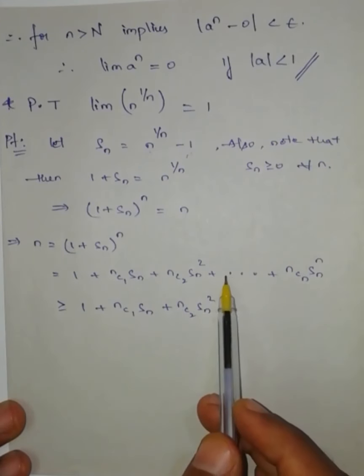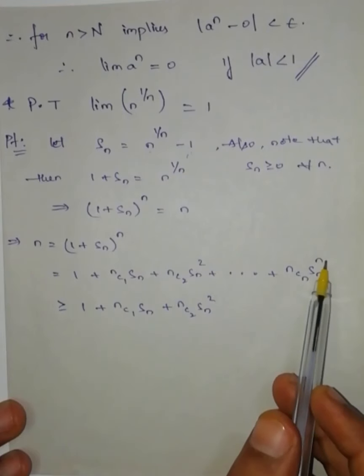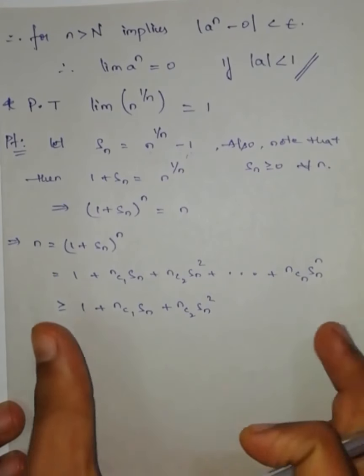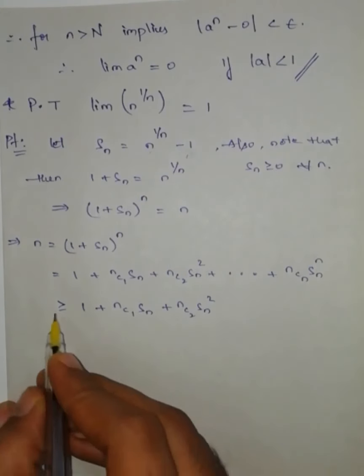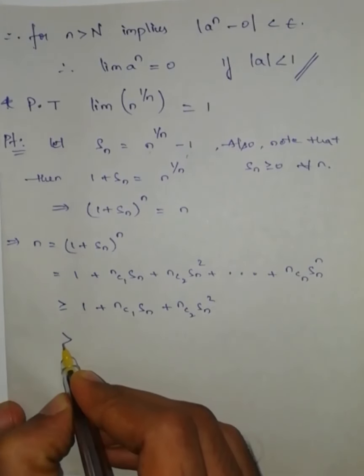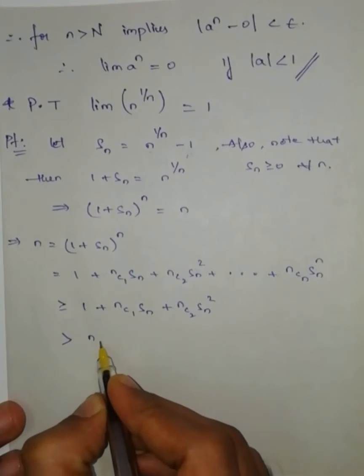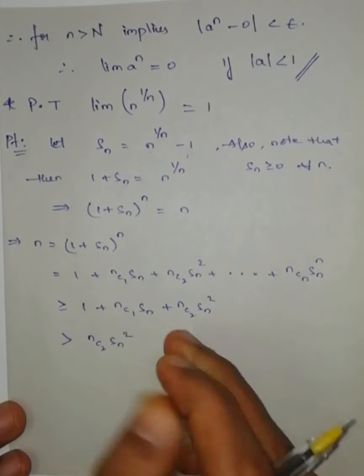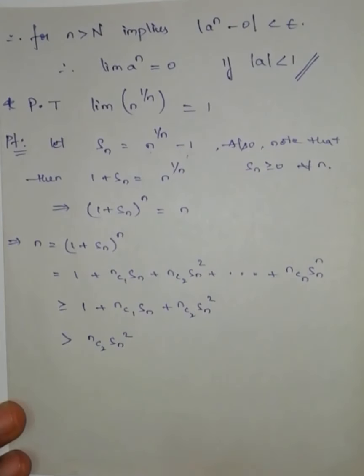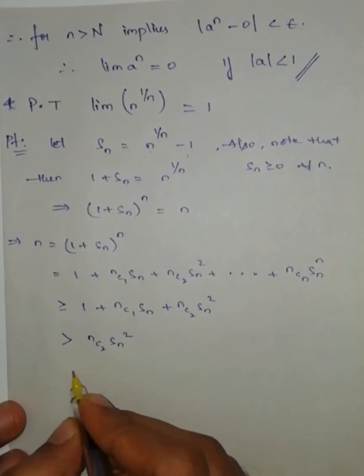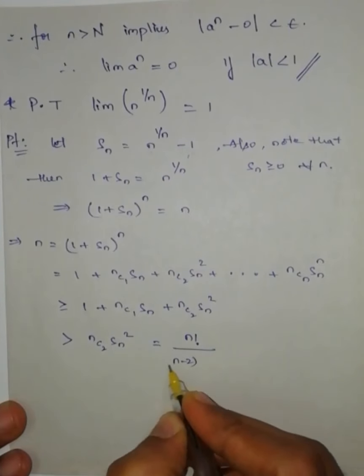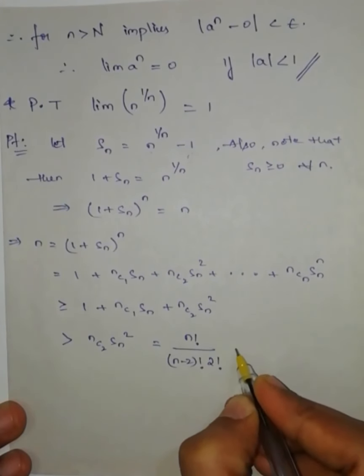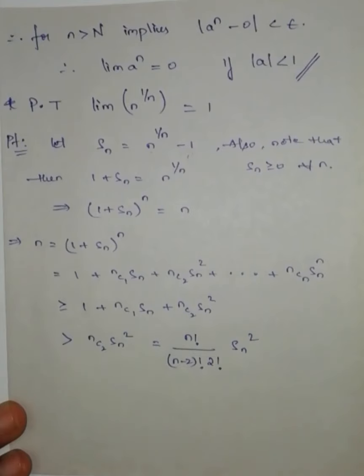Now Sn cube, up to Sn power n, all are greater than or equal to 0. Then this sum will be greater than or equal to the first three terms. Now I can write this as strictly greater than only the third term. What is this? nC2 is n factorial by (n minus 2) factorial into 2 factorial, into Sn square.